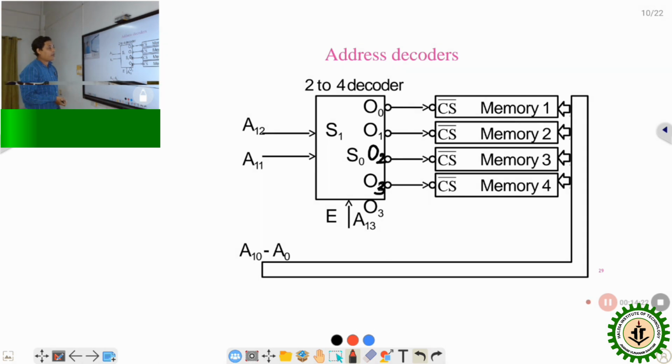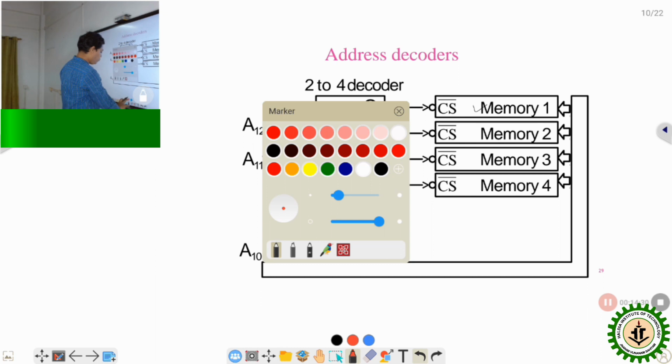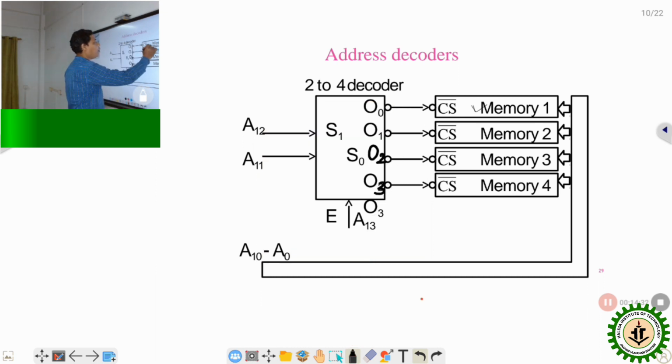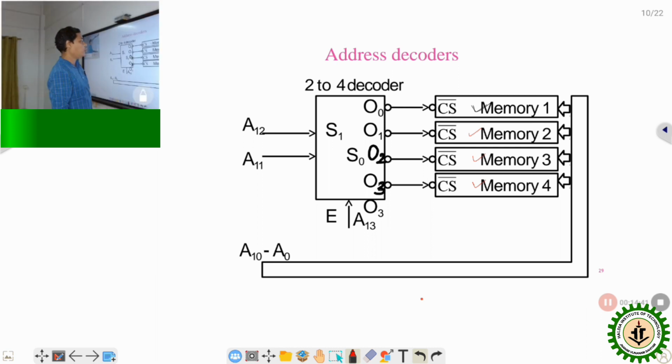Here one diagram is shown where we observe that multiple memories are present, like memory 1, memory 2, memory 3, memory 4. So each memory is differentiated from the others by its chip select line. So how the chip select line is connected with the address lines is very crucial.